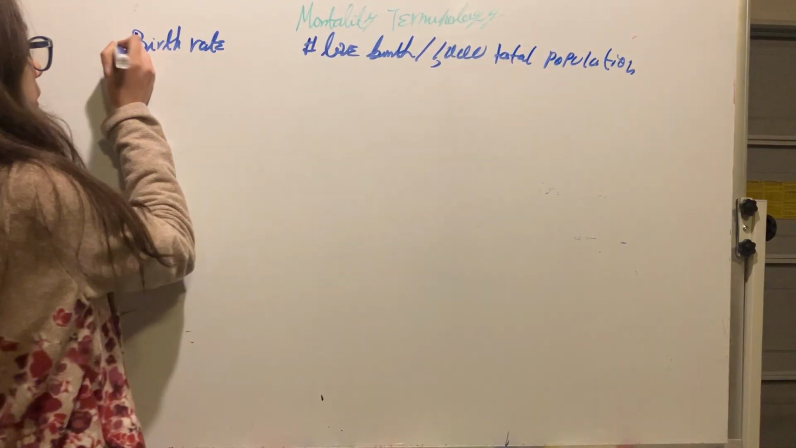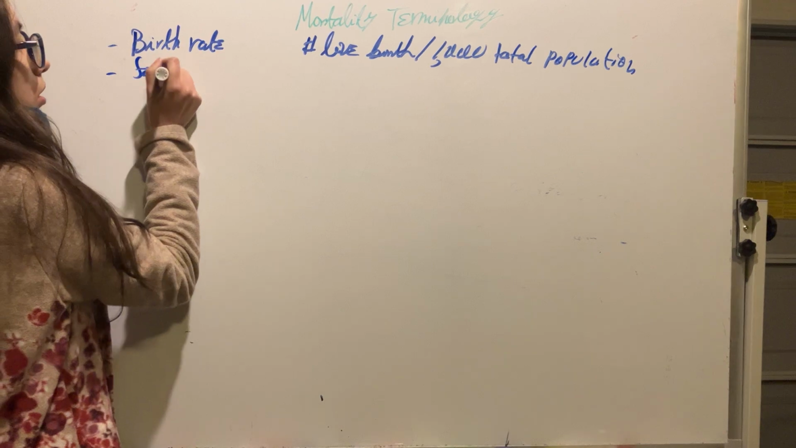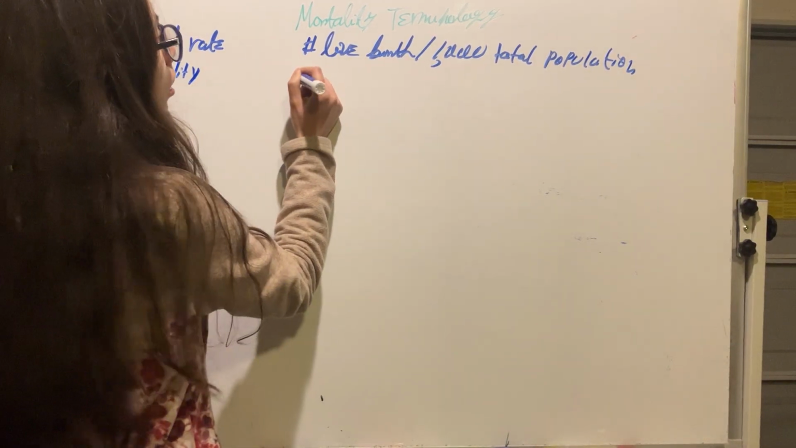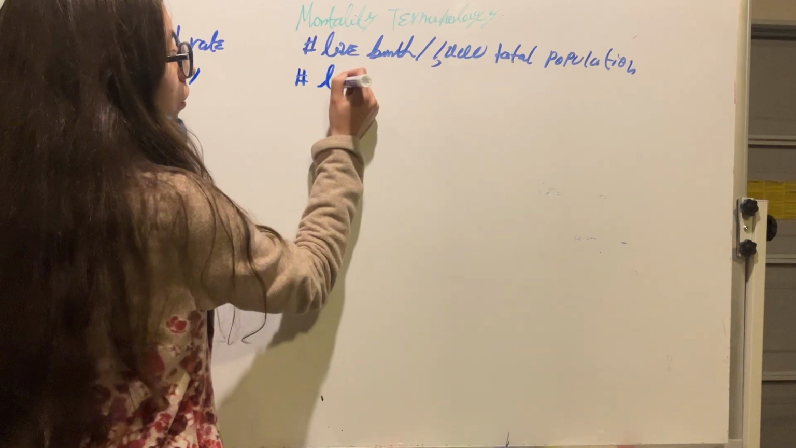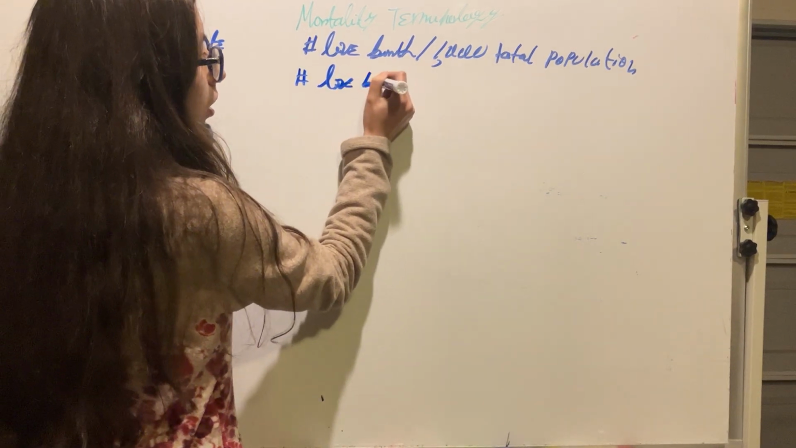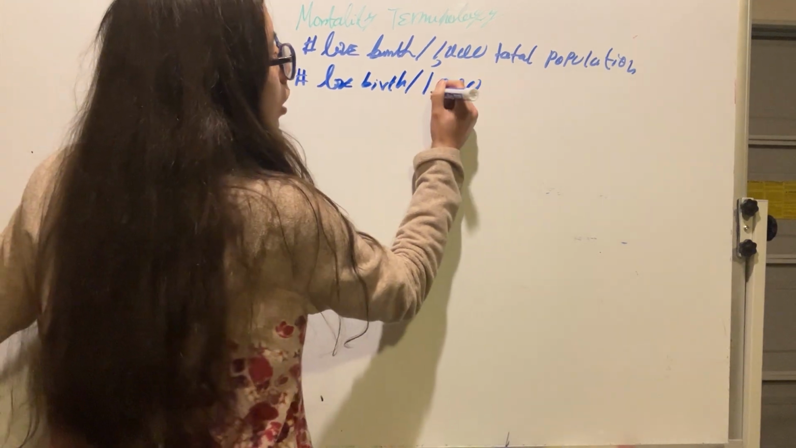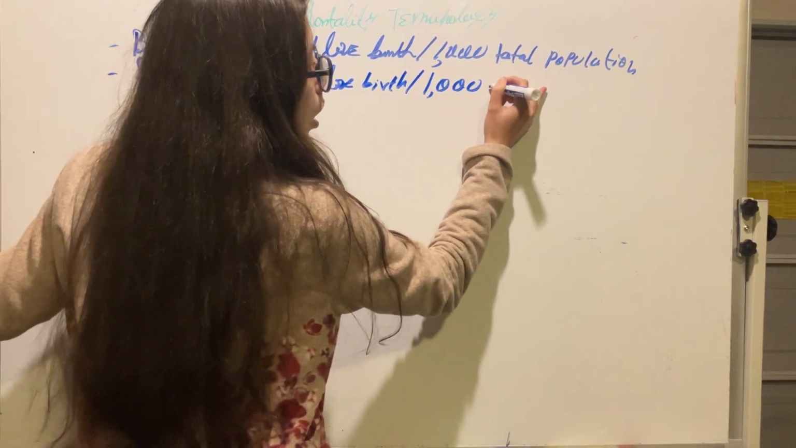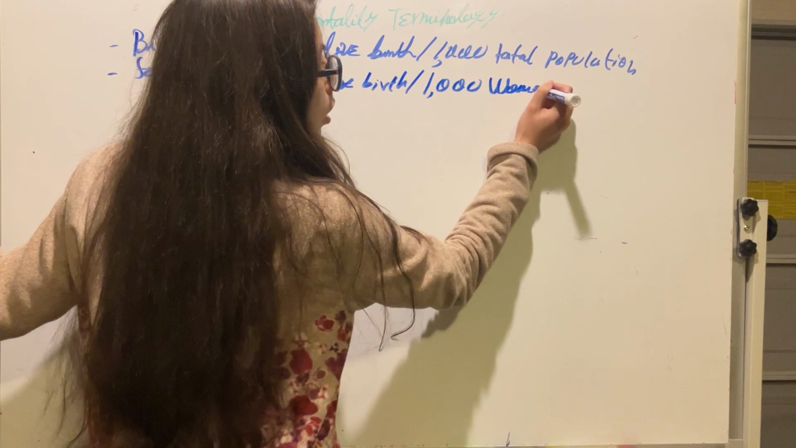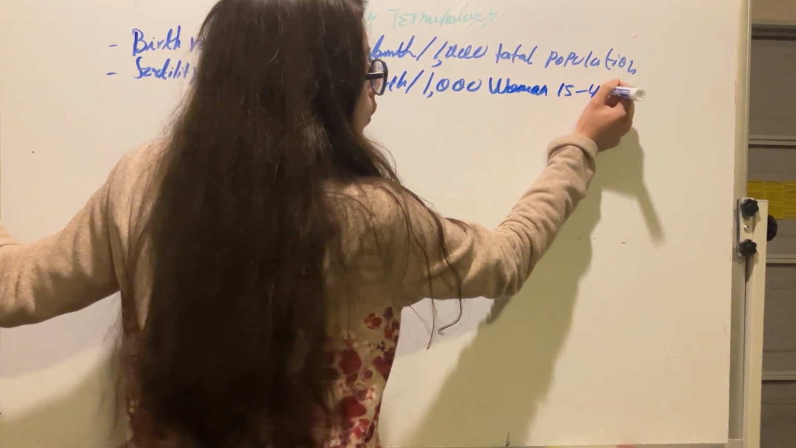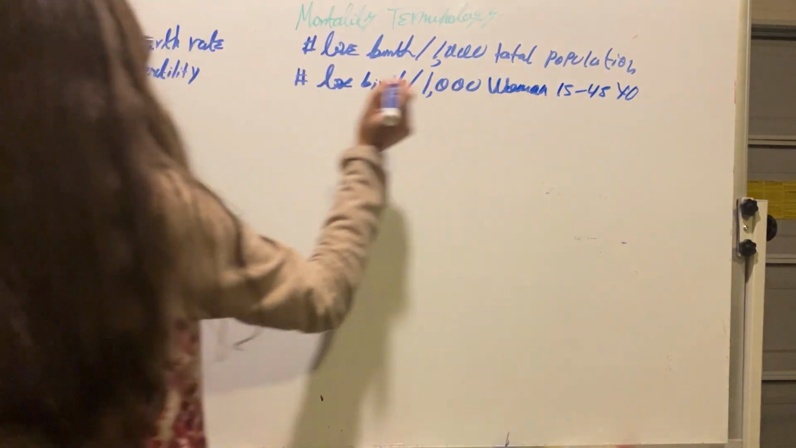We have the fertility rate, which is the number of live births per 1,000 women from 15 to 45 years old.